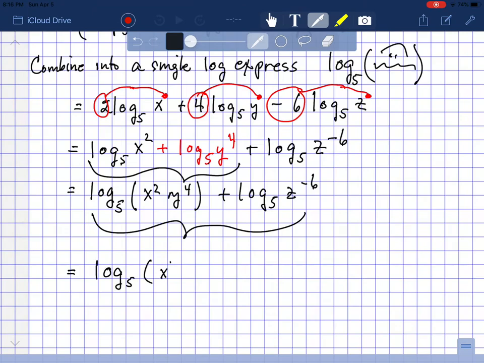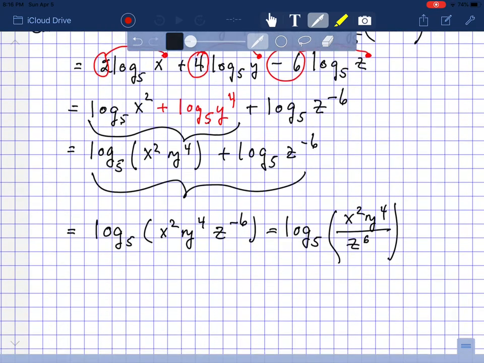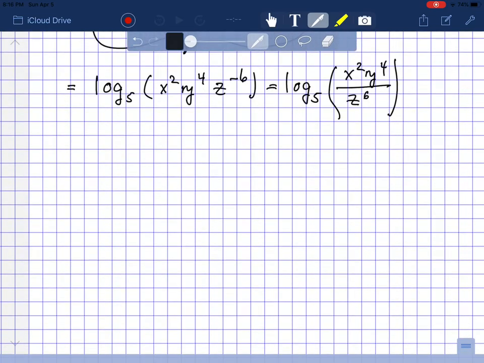And now I can combine these two. So this is going to be the log base 5 of x squared times y to the 4th times z to the minus 6 power. And this I could write as the log base 5 of x squared times y to the 4th divided by z to the 6th power. Okay. Pretty straightforward, huh? Let me show you another one more identity, all right?